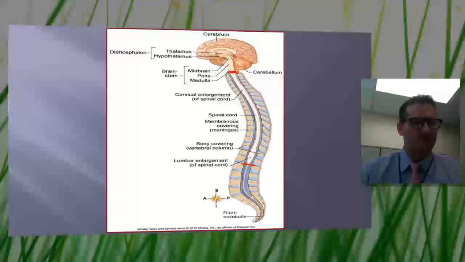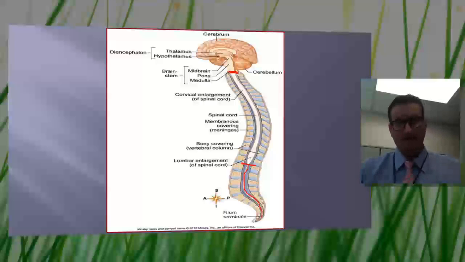A bundle of nerve roots, small fibers called the cauda equina, which is here, extends from the end of the spinal cord down to the coccyx. The filum terminale is the area where the cauda equina inserts into the coccyx, and this is sort of a tethering of the spinal cord.